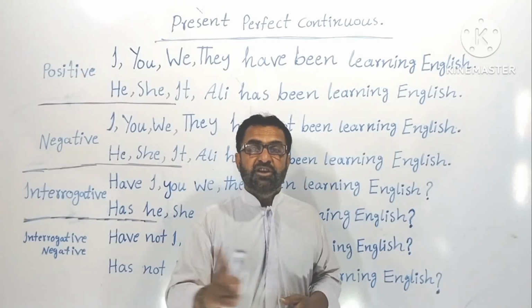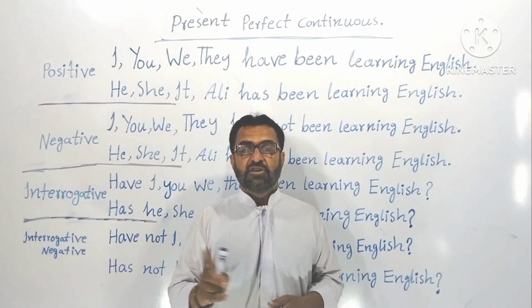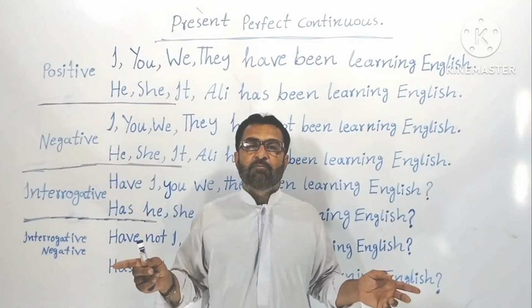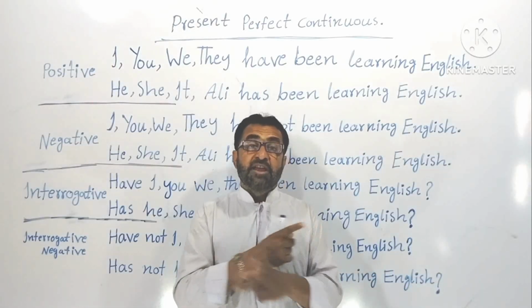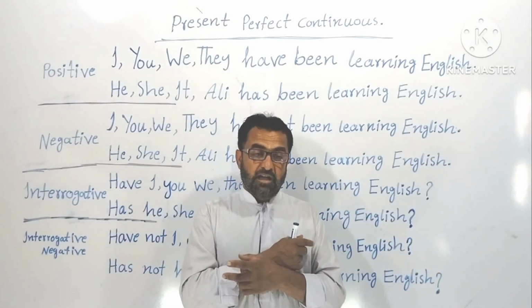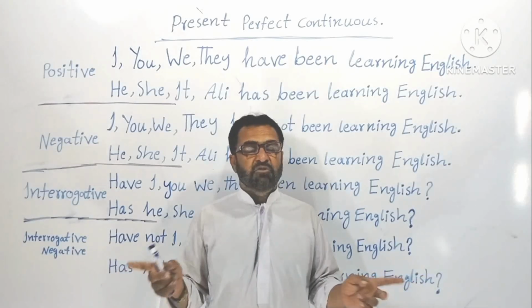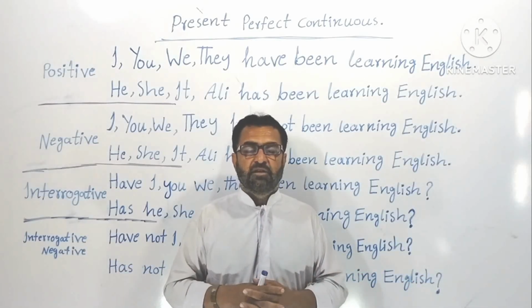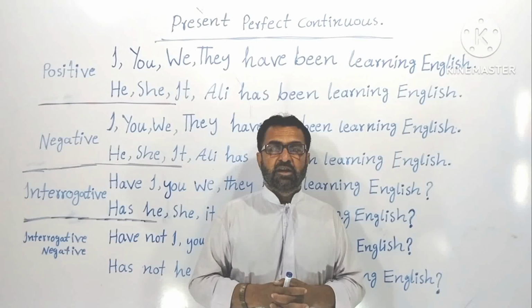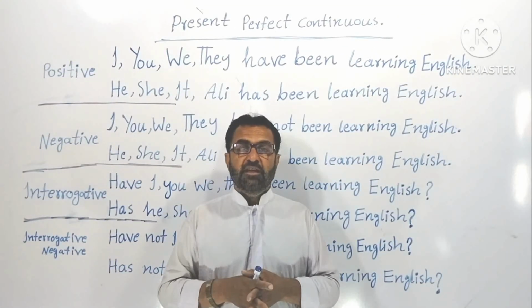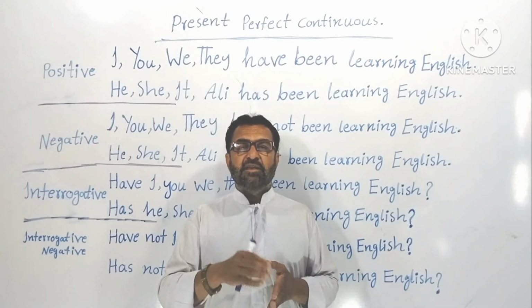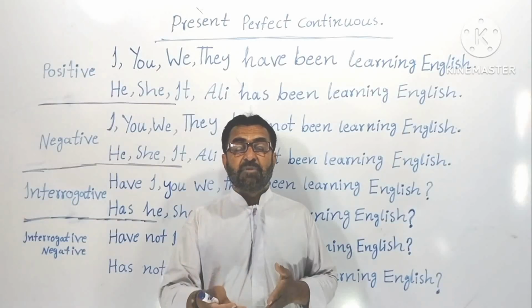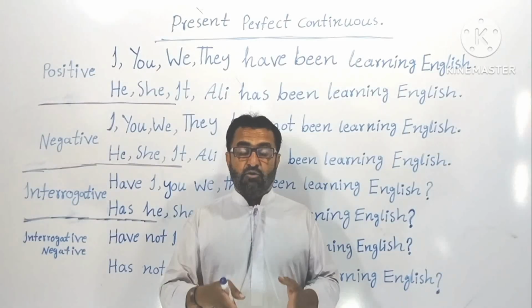Understood? You cannot use state verbs. You cannot say I am liking him, I am loving him, my brother, okay, or I am hating him, or I am wanting him. No, no, no, no. These are not used in such sentences. Okay, but rather you should say I love him, my brother. I love him. I like him. You can say I want him.